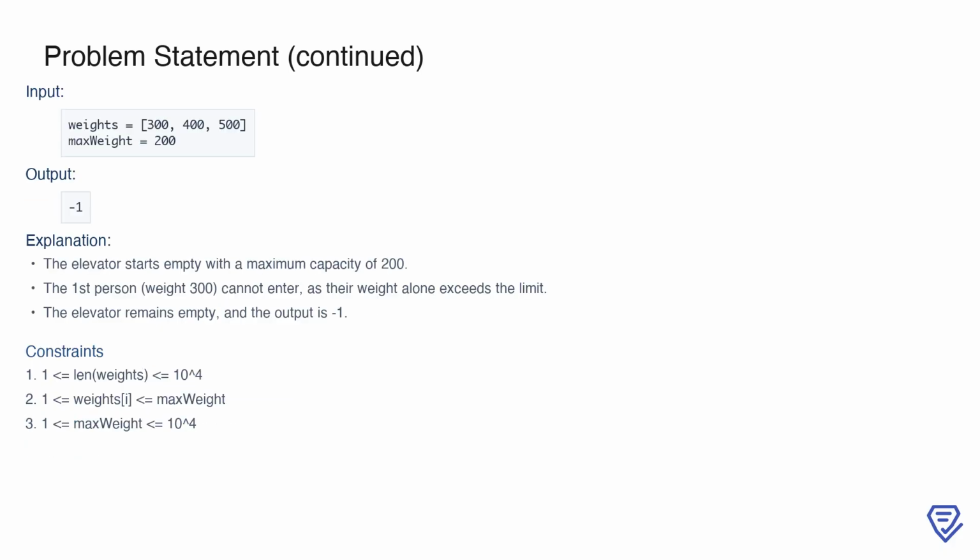In the third example, we are given weights equals 300, 400, 500, and a maximum weight capacity of 200. Here, the very first person, weighing 300, cannot enter the elevator because their weight alone exceeds the maximum capacity. Since no one can enter, the elevator remains empty throughout the process. In this scenario, the output is -1, indicating that no one was able to fit into the elevator.